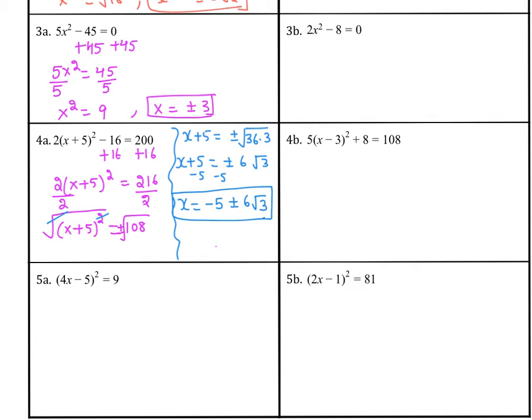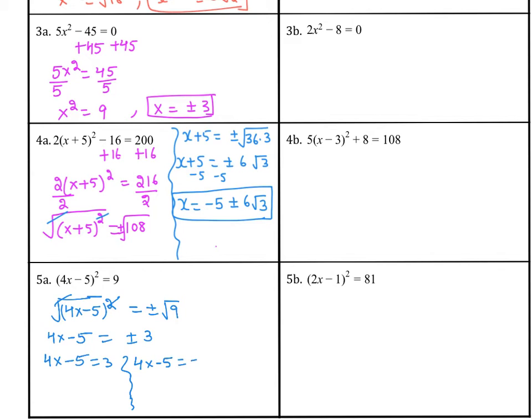So for number 5a, (4x minus 5) squared equals 9. So you're going to square root on both sides. (4x minus 5) squared equals plus or minus square root 9. And you're going to cancel the square and square root. 4x minus 5 equals plus or minus 3. Now, I already explained that there are going to be two answers. So one is 4x minus 5 equals 3, and the other one is 4x minus 5 equals negative 3.